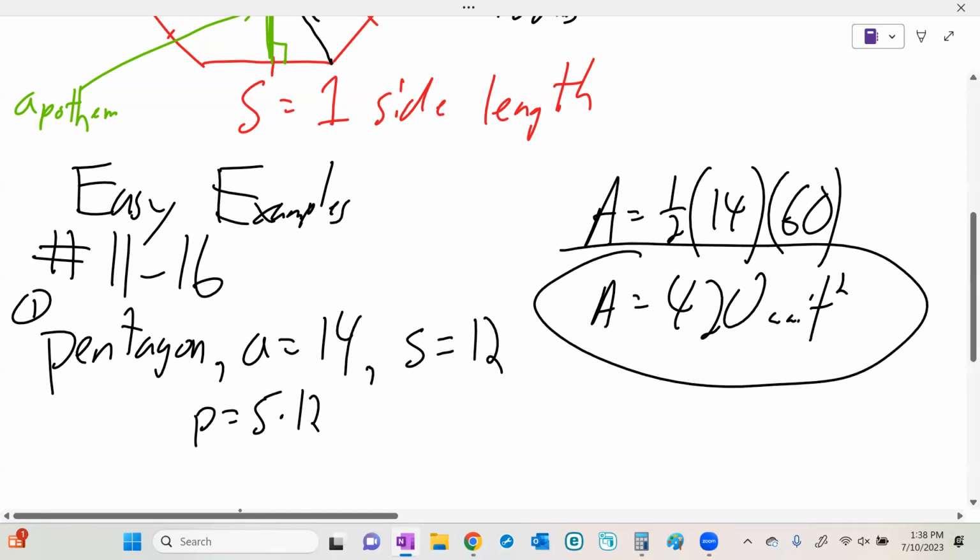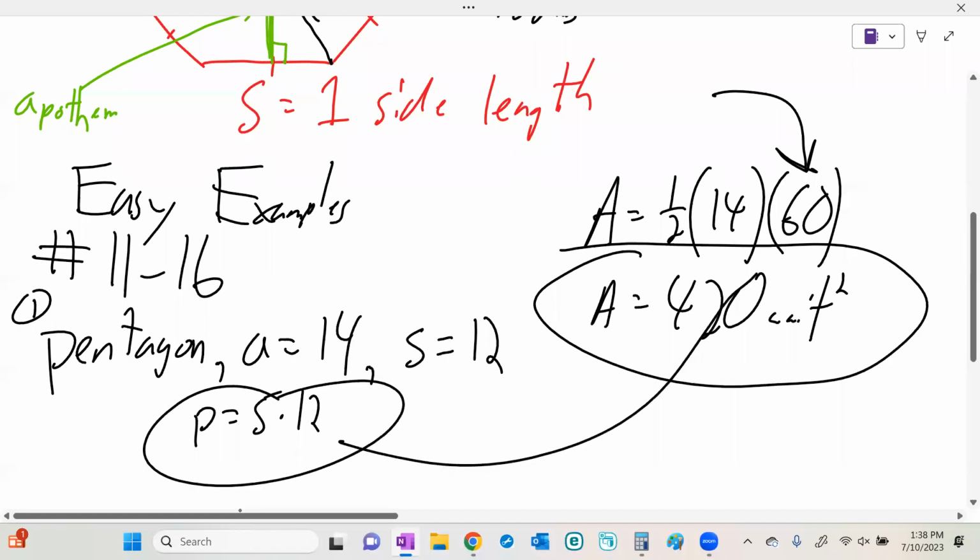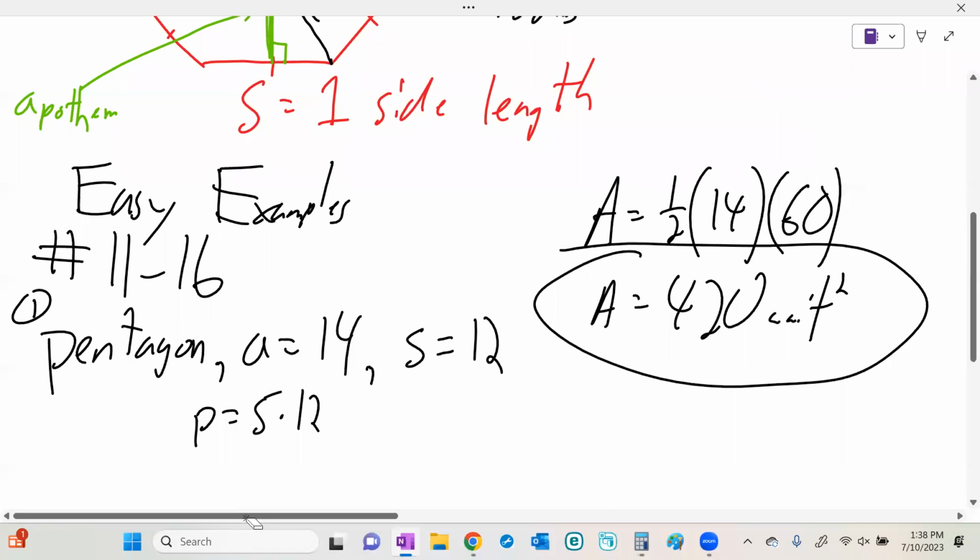So that's simple enough. They basically just tell you everything, except you've got to figure out the perimeter. They'll tell you how many sides with the name of the shape. They'll tell you one side. You figure out the perimeter and you plug it in for the perimeter. It's not that hard.